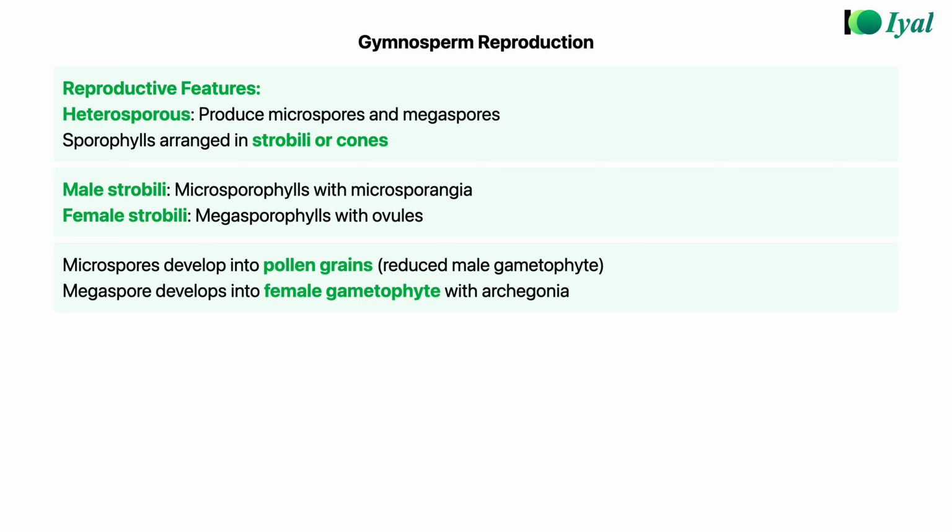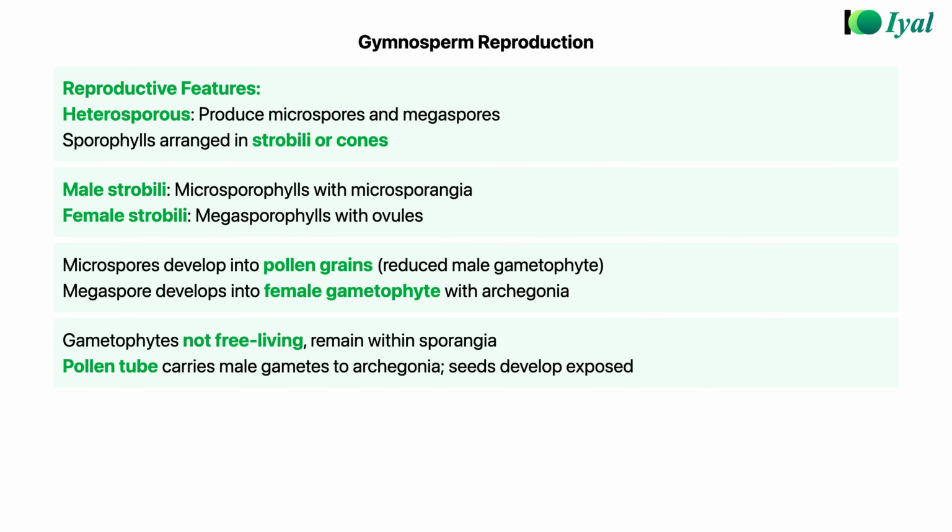The microspores develop into the male gametophyte, which is highly reduced and confined to just a limited number of cells. This reduced male gametophyte is what we call a pollen grain. The development happens within the microsporangia. On the female side, the megaspore mother cell divides meiotically to form 4 megaspores, but only one of these survives and develops into a multicellular female gametophyte that bears 2 or more archegonia.